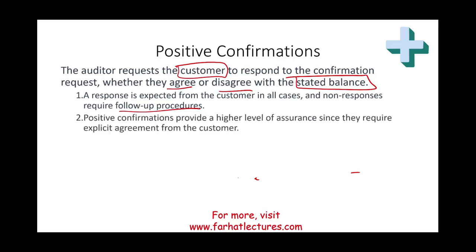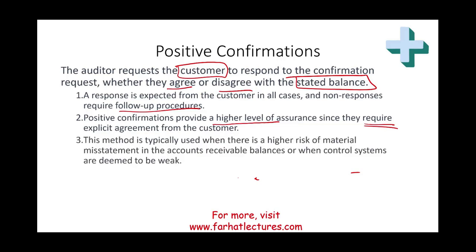Now, positive confirmations provide a higher level of assurance since they require you to explicitly look at the confirmation. Okay, the explicit agreement, whether you agree or not. This method is used when there's a higher risk of material misstatement in the account receivable and when the controls are deemed to be weak. That's why you want to use a positive confirmation.